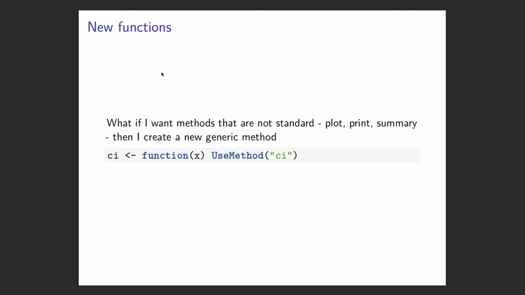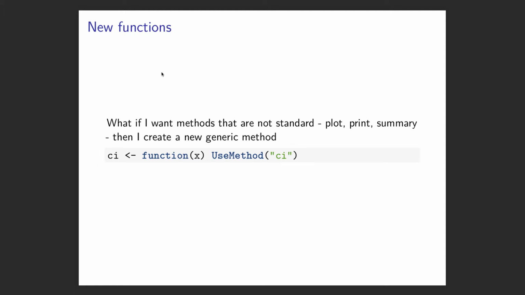Okay, so that's fine. We know there's some standards. There's summary, there's plot, there's print, the ones you see. But sometimes you might want to create your own new generic function that you're going to use for different classes or different objects. So in this case, I want something that's not standard. It's not a plot, a print, or summary. I want to have a new function called CI that will do CIs, confidence intervals, for different objects. For this one, it will return my confidence intervals, but maybe I could then have a CI function that would work on other objects. It could work on an integer object, it could work on various things.